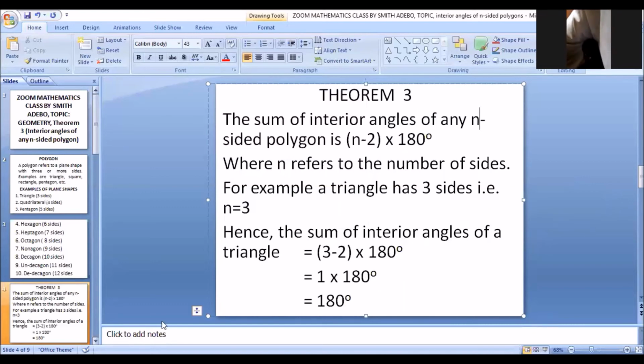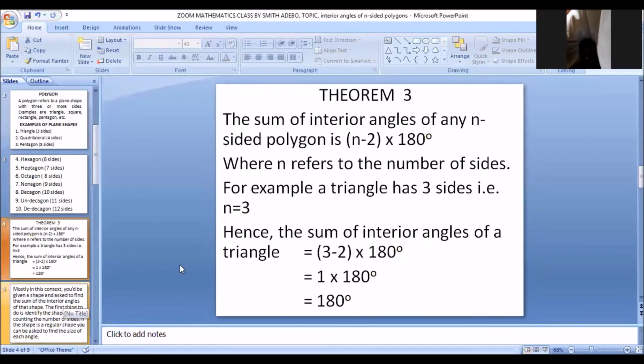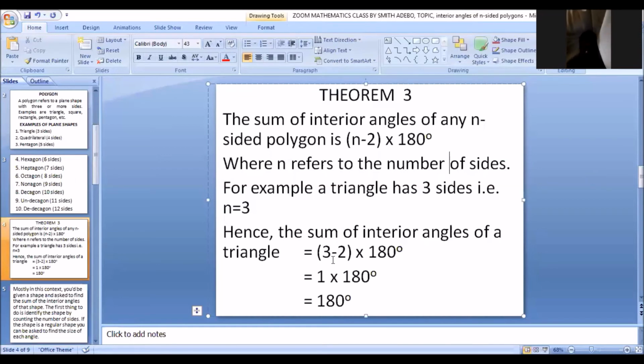And you agree with me that 3 minus 2 is 1, and 1 times 180 degrees gives us 180 degrees. That was why in our subsequent classes, we said the sum of interior angles of a triangle is 180 degrees. So if you are finding the sum of interior angles for any other plane shape, you just need to know the number of sides of that shape. Then that number of sides minus 2 times 180 degrees gives you the sum of interior angles.